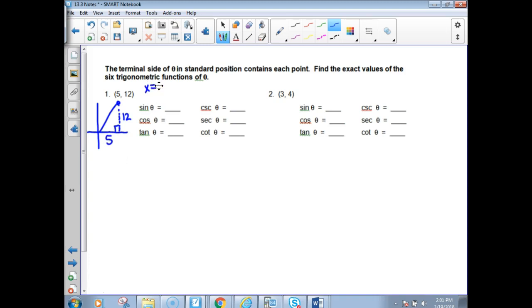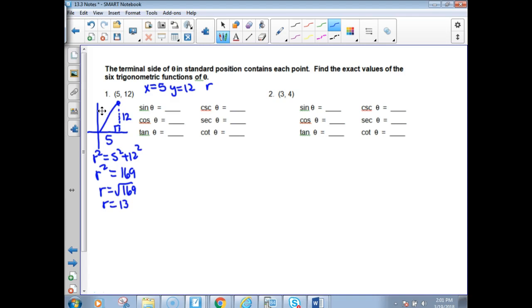We know x is 5, we know y is 12, and now we need r. So r squared would equal 5 squared plus 12 squared. And that would give me r squared is 169. And take the square root, and we've got r is 13. Now, I wrote more than you may have needed to write, okay? But I wanted to remind you that we're doing Pythagorean theorem. From now on, I'm going to do r equals the square root of x squared plus y squared, okay? Now, this is 13.